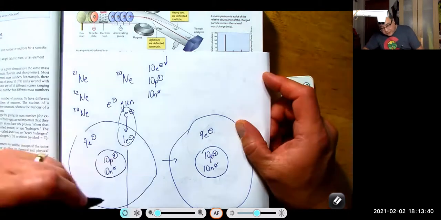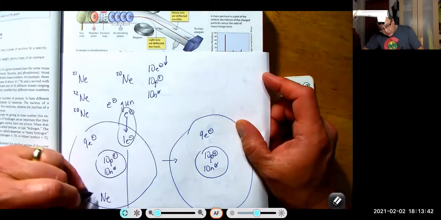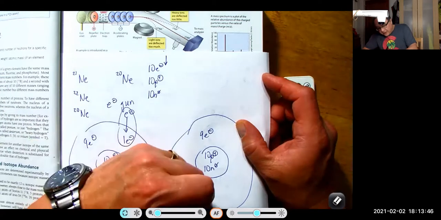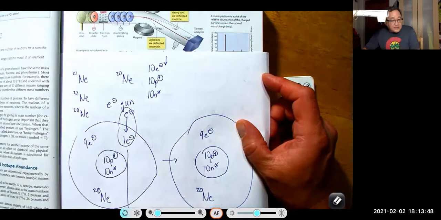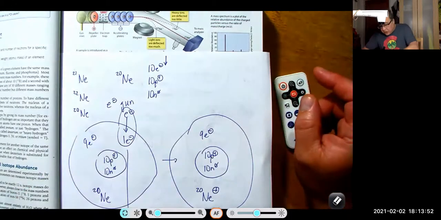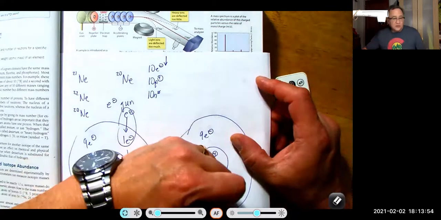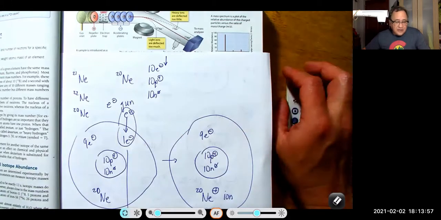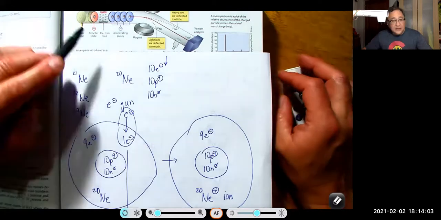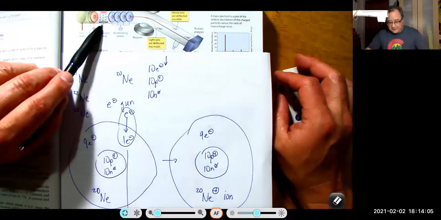So the way this would be represented is neon 21, or excuse me, 20, and this would be neon 20. And to indicate that this has a +1 charge, you write plus next to it. This is called an ion. Positively charged ions are called cations. Negatively charged ions are called anions. So this electron gun right here makes cations.